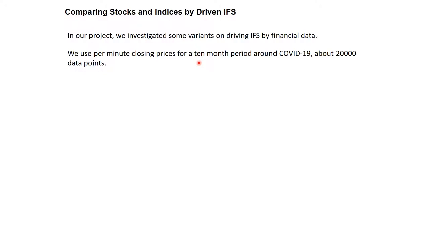markets around the world. So each data point, since we took about a 10-month period, and each weekend is a holiday, so 5 days per week. So in 10 months we have about 20 weeks, and for per minute closing price, each day during the opening hours of the stock market, you have about, I think, 600 points every day. So total, each data set has about 20,000 data points.